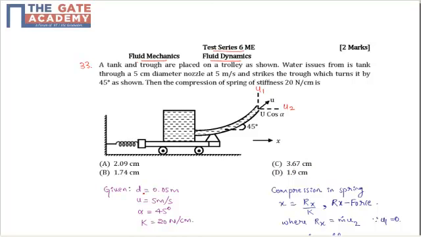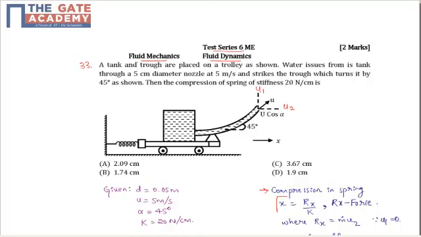Given the diameter is 0.05 meter, velocity is 5 meter per second, and the angle through which the water is turned by the trough is 45 degree, and the stiffness of the spring is 20 Newton per centimeter. We have to find the compression in the spring.